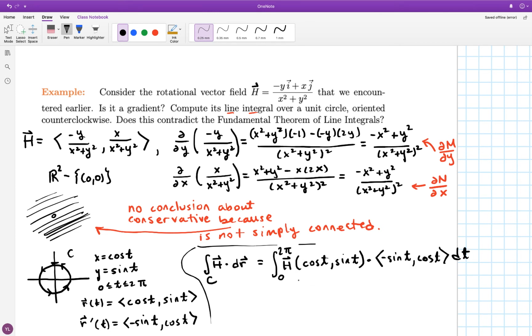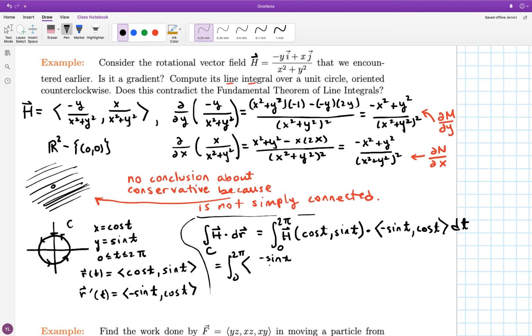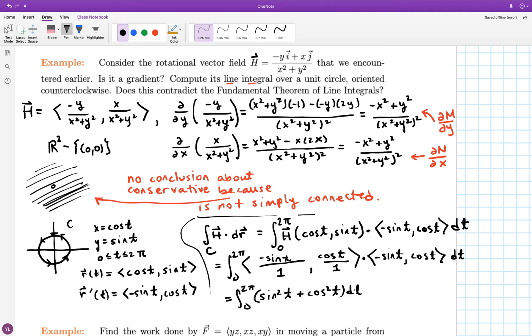All right, so I've set up my line integral in an old school fashion. I had to parameterize the curve, plug the parameterization into the vector field, and dot that with r prime, and I'll just work out the integral from there. Notice that x squared plus y squared here is 1. Okay, I'm left with an integrand of sine squared plus cosine squared, which is of course 1. So my integral's value is 2 pi.